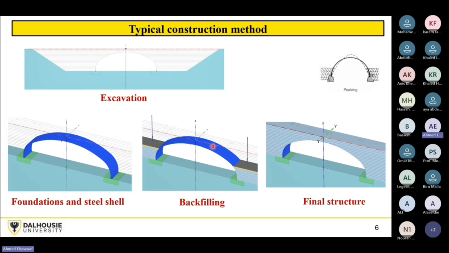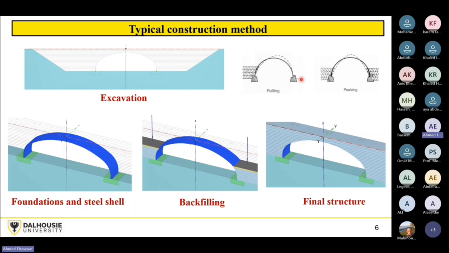So during this construction process, it's very important to consider what's called balanced or symmetrical backfilling. You apply the backfilling on the left-hand side and on the right-hand side equally, with equal compaction efforts and equal thicknesses. And during this construction process, since you don't have any reaction from above, the crown will peak upwards.